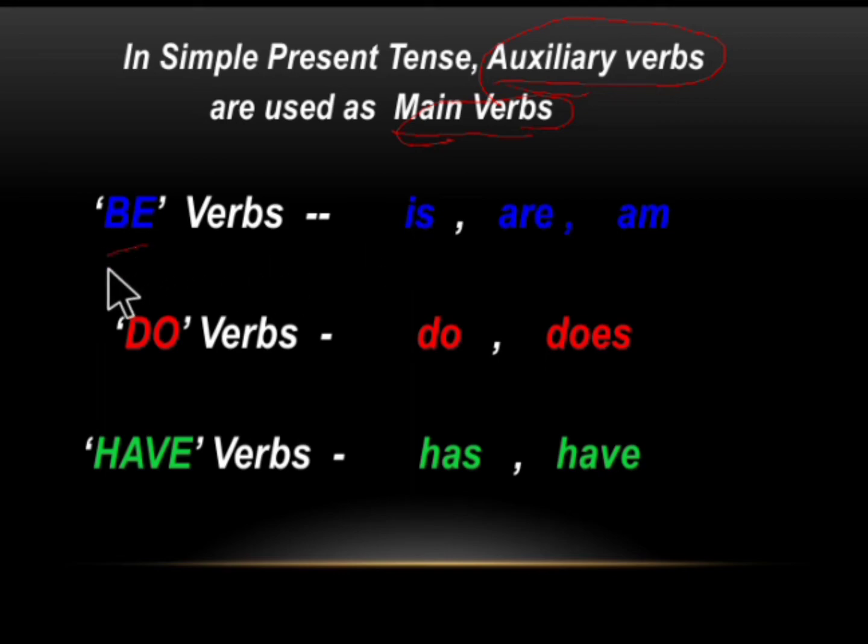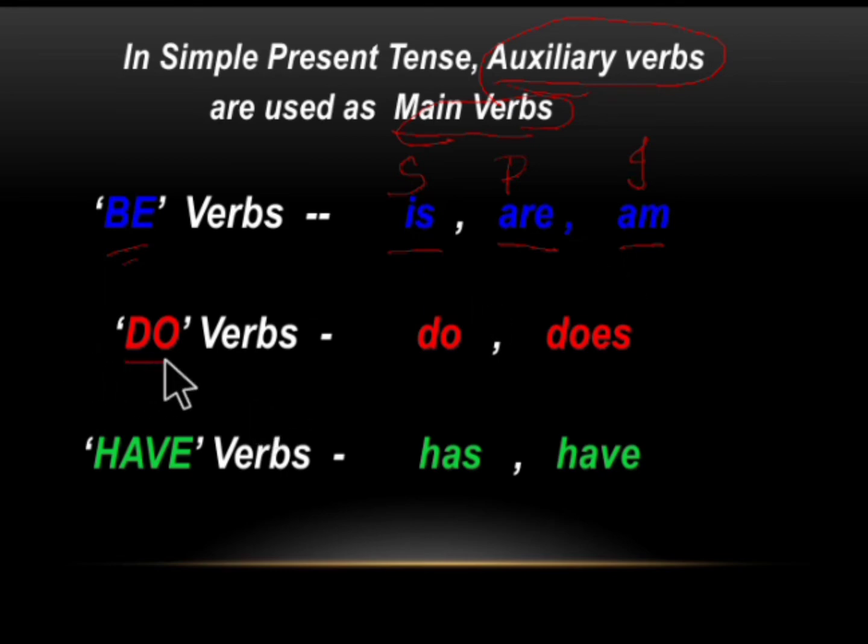The be form of verbs are is. Is used for a singular subject. Then we have are. Are is used for plural subject. And we have am. Am is a special be verb and we use this only for I.